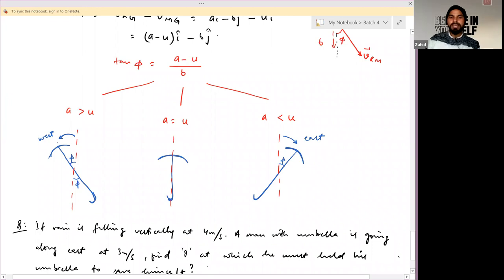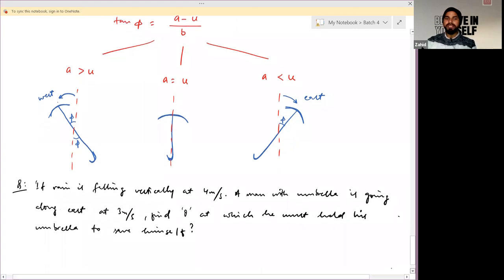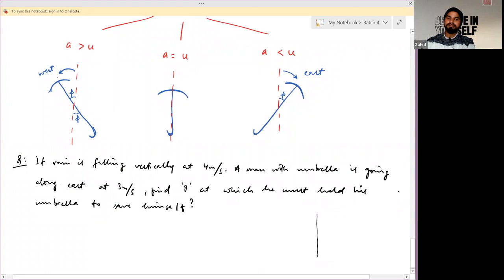If rain is falling vertically at 10 meter per second, and a man with umbrella is going along east at 3 meter per second, find the angle at which he must hold his umbrella in order to save himself. Try to solve. Just use the above concept and try to find.